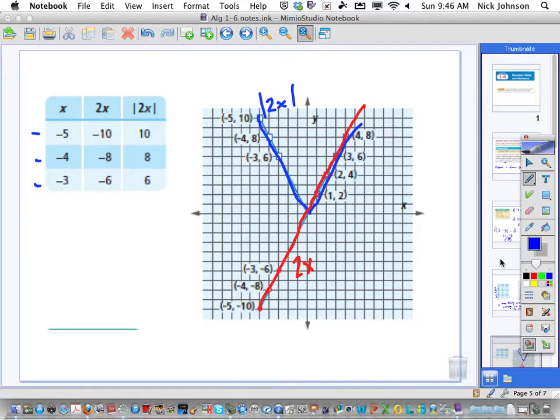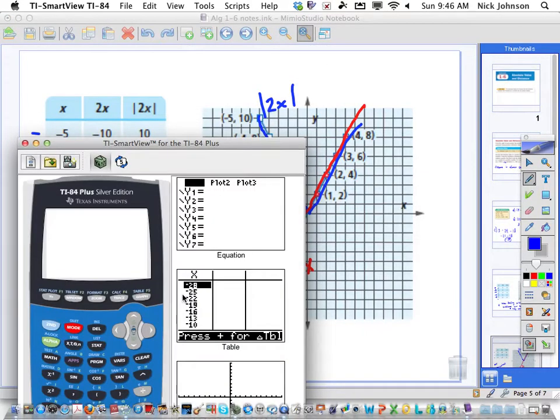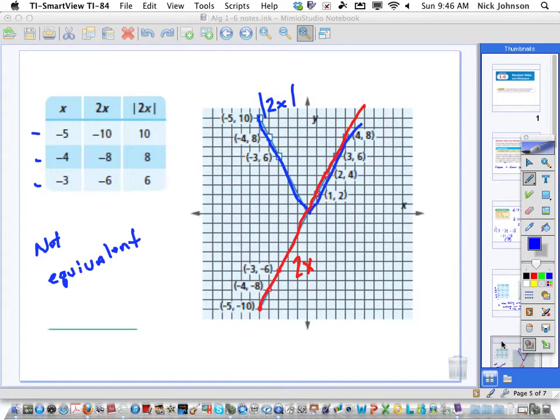So, if somebody were to ask you, are these two expressions equivalent, you would say, not equivalent. Now, we can type those in on our calculators as well. Okay? And we'll do that in just a second. I think we got another slide to go to.